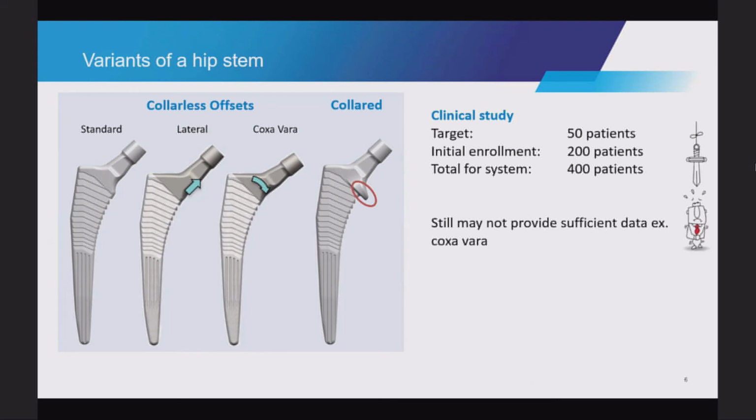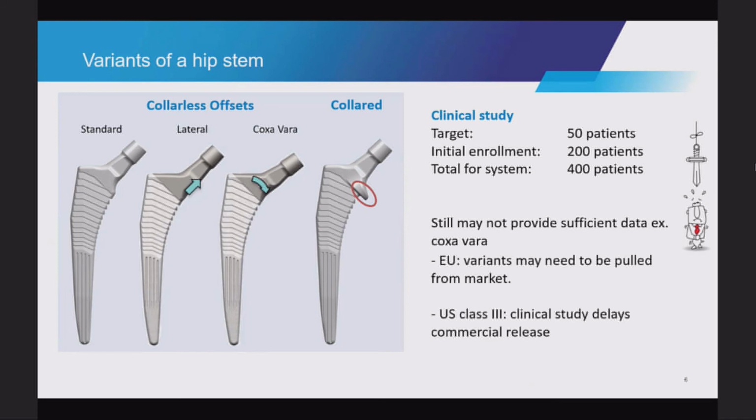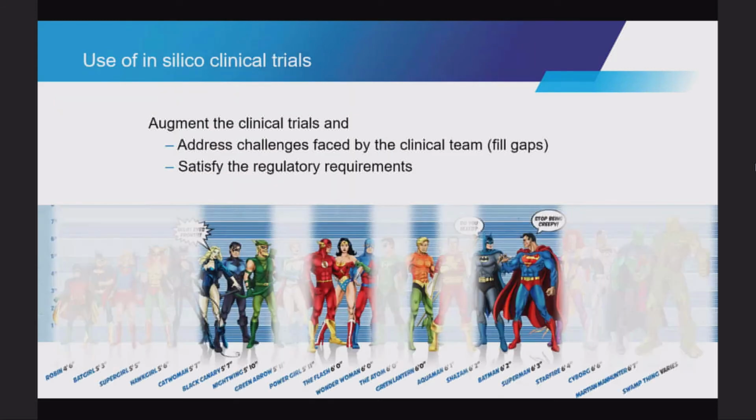And even with this, we still may not have sufficient data for some of these extreme conditions. And if we don't have sufficient data, well, in the EU, we may need to pull some of those variants from the market. In the US, it may delay commercial release. So these are serious implications. So what can we do now? Well, let's use in silico methods to augment the clinical trials, to address the challenges, to fill gaps, and to satisfy the regulatory requirements.